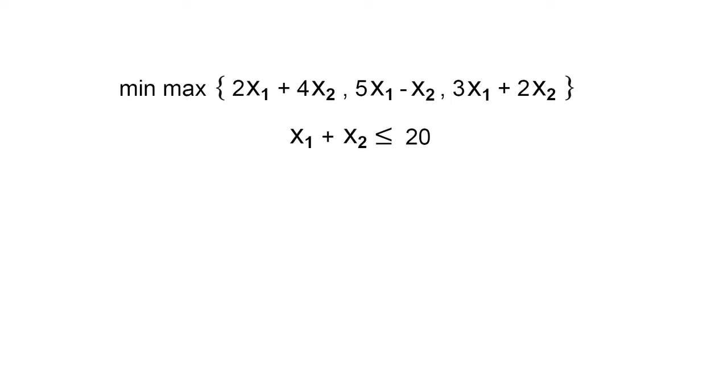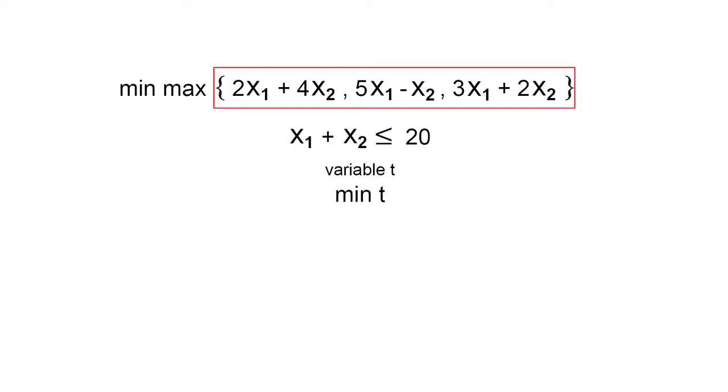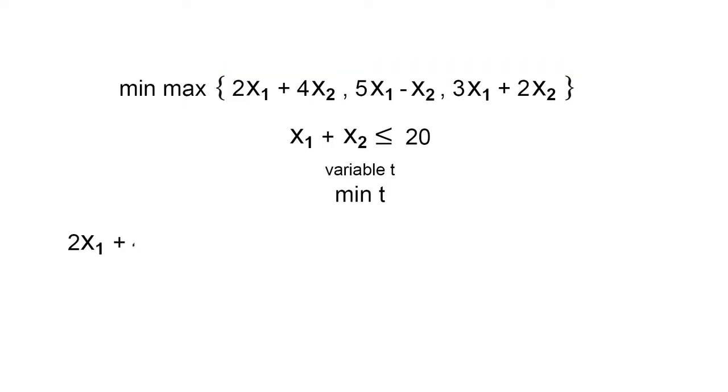Again, in order to do this, we introduce a new variable t to help us with the equation. Since this is a minimization function, we wish to minimize t, and t is the maximum among these three equations. Therefore, we note that 2x1 plus 4x2 is less than or equal to t. Again, t has to be the maximum value of the equations.